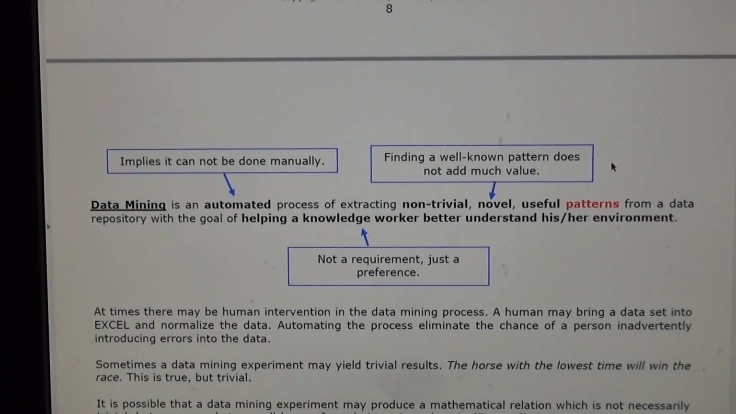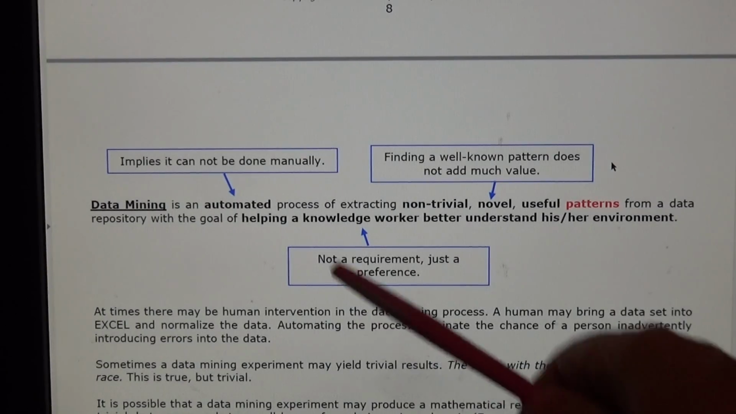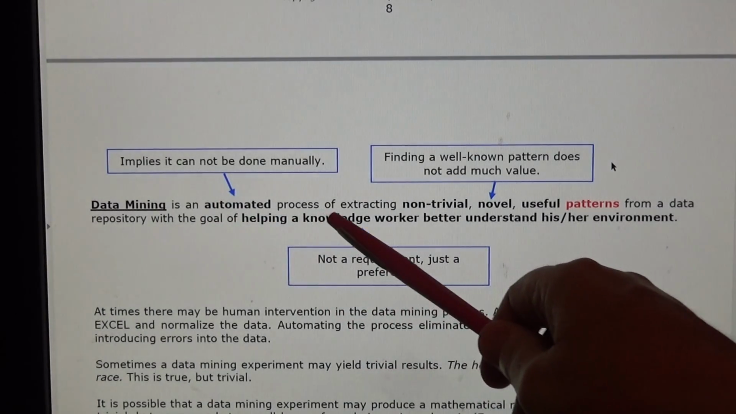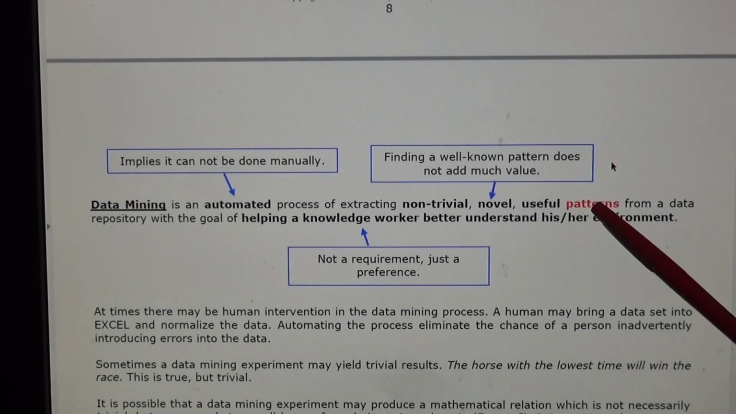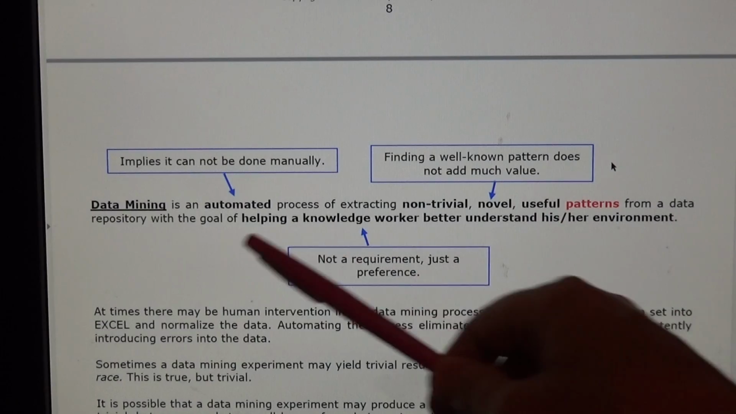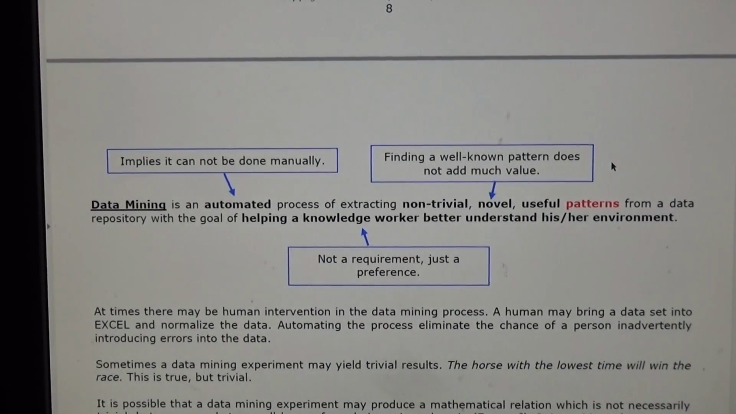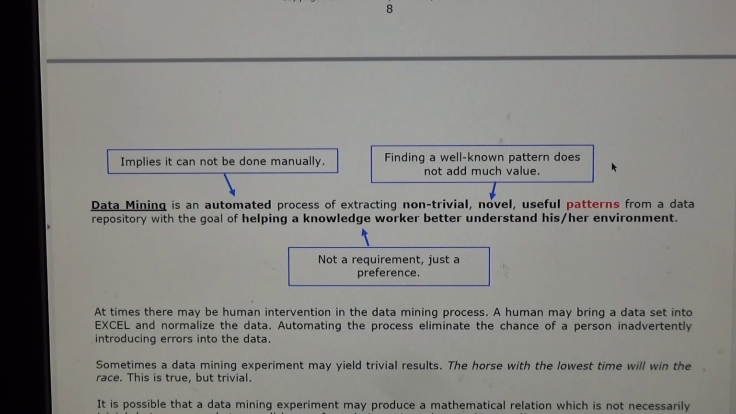So what is data mining? Well, the definition we have, it's an automated process for extracting non-trivial, novel, useful patterns, that's an important word, from a data repository with the goal of helping a knowledge worker better understand his or her environment. One more time, data mining is an automated process of extracting non-trivial, novel, useful patterns from a data repository with the goal of helping a knowledge worker better understand his or her environment.